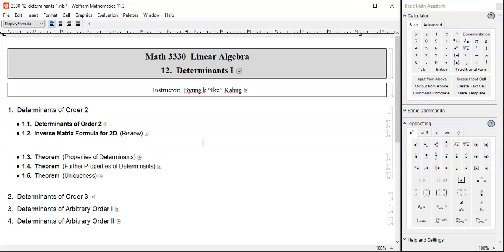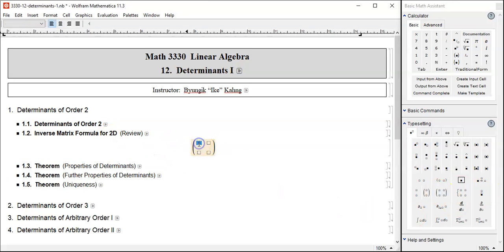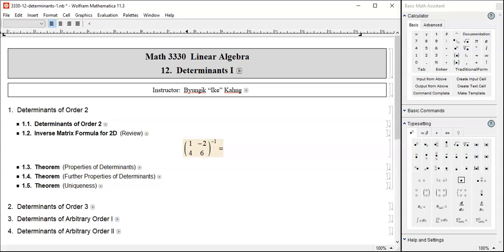Okay. I didn't write any application problem here. I mean, I could have written something like calculate the inverse matrix like this. I could have. And it would have been an easy problem if I did that. This 1 times 6 minus -2 times 4, just determinant computation, and then switch the principal diagonals, and then put negatives here, and that would have been the complete solution.